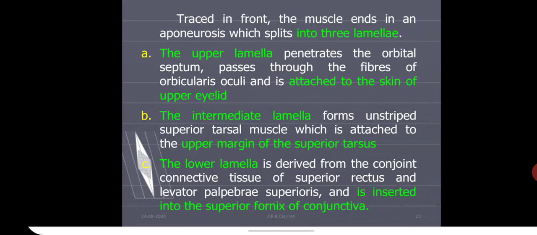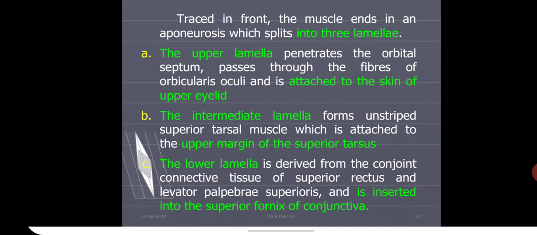Traced in front, the muscle ends in an aponeurosis which splits into 3 lamellae. Upper lamella penetrates the orbital septum, passes through the fibers of the orbicularis oculi and is attached to the skin of the upper eyelid. Intermediate lamella forms the unstriped superior tarsal muscle, which is attached to the upper margin of the superior tarsus. Tarsus means tarsal plate in the eyelid. It is a fibrous sheet in both eyelids, superior and inferior tarsal plates.